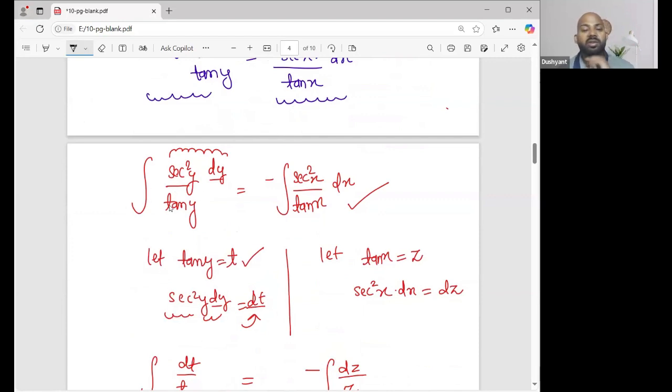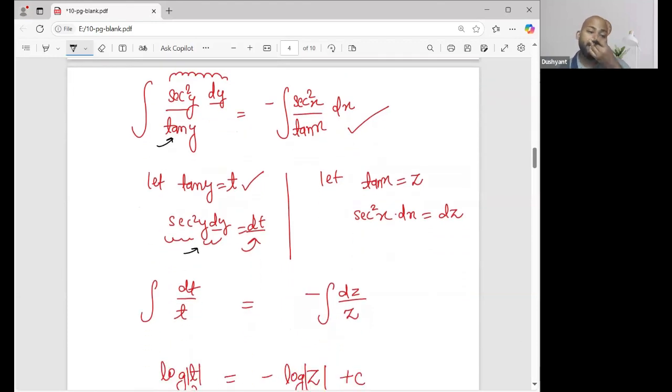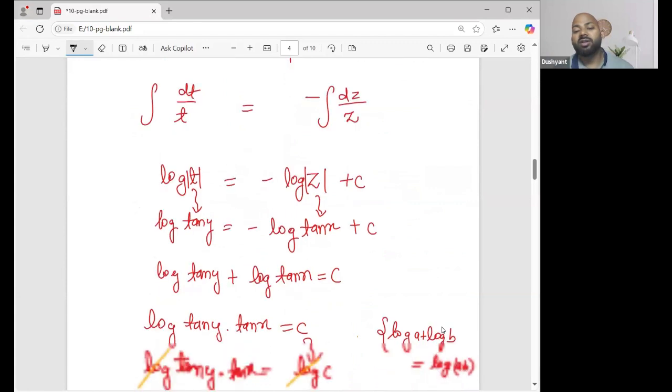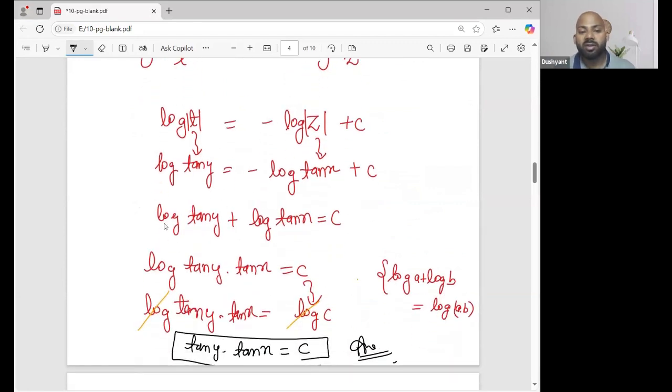For substitution integration we have learned, we can take tan y equals t and then differentiate this. So you will get sec square y dy equals dt. And then the whole equation will become dt over t minus dz over z. Now the integral of 1 over t is log t, and of 1 over z is log z. So this will become log tan y plus log tan x. And this is the rule for logarithms: log a plus log b becomes log a times b. So it becomes log of tan y times tan x equals c.